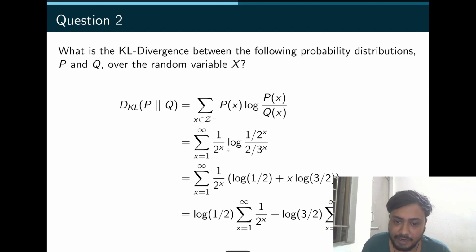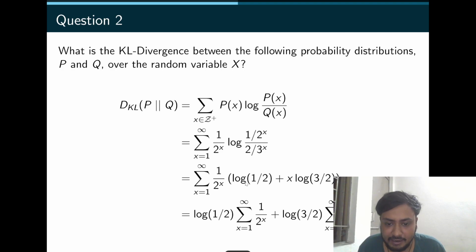As you can see, 1 by 2^x into log of (1 by 2^x) by (2 by 3^x). Now here we are doing some manipulations with the log. This part can be divided into log of 1 by 2 into 2 by 3 whole to the power x, right? And log of xy we can break up into log x plus log y. So we are using that, and this becomes log of half plus x log 3 by 2, right?